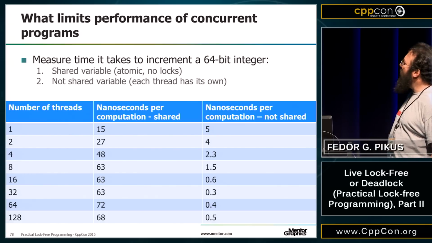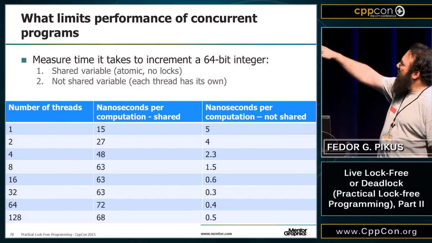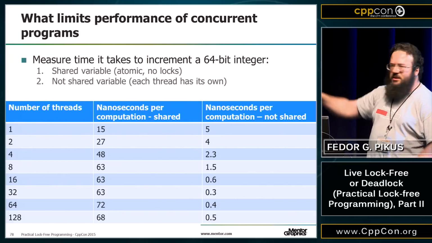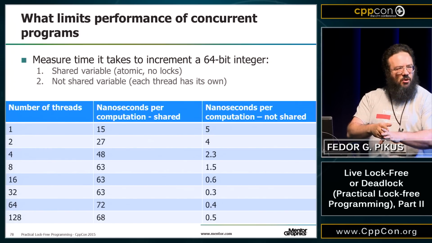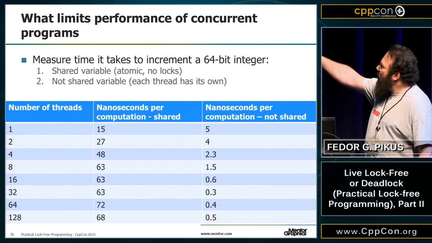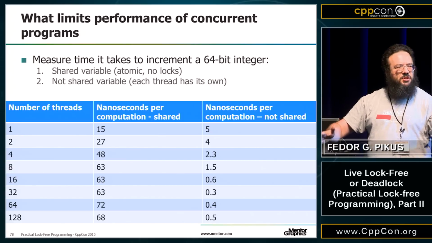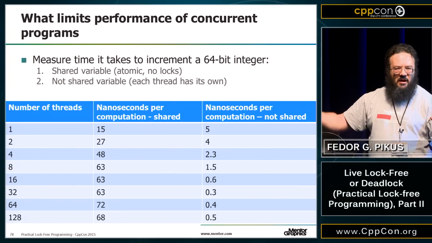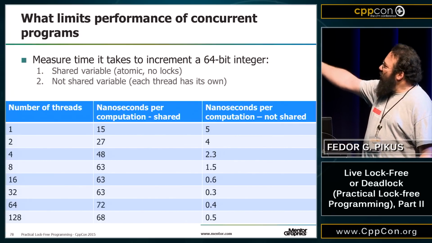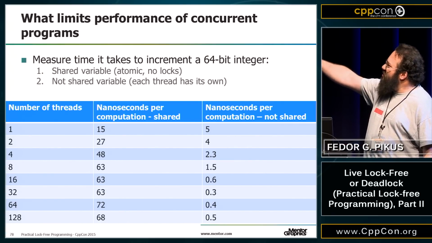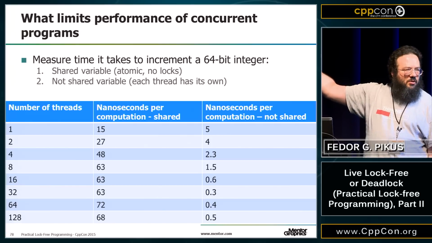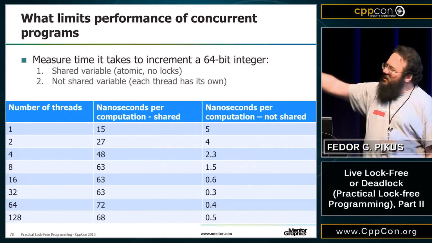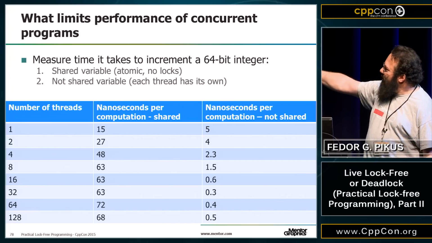Okay, so the middle column is shared. They're all incrementing the same integer, all threads. And the right column is not shared. Each thread has its own integer and was incrementing it. Well, for one thread, there is a difference between just plain increment and atomic increment. Even for one thread, only 3x.